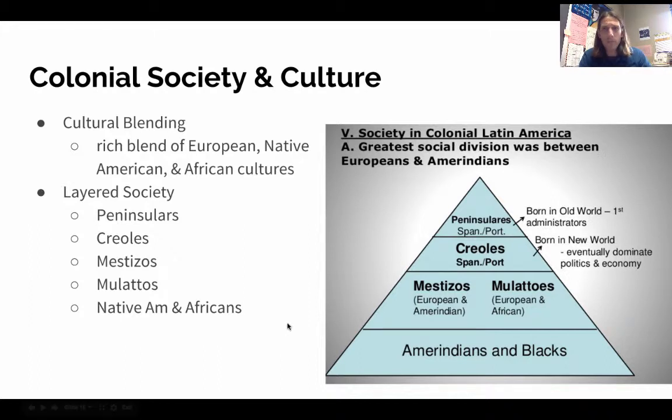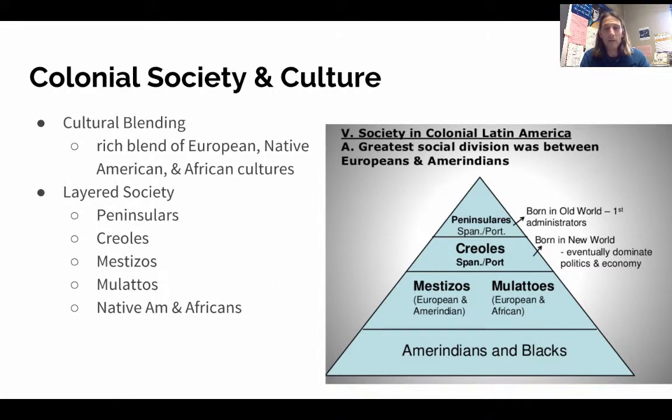And those people who were born in the Old World, Spain or Portugal, are at the top of this pyramid. Next would be the purebred Spanish and Portuguese that were born in the New World. And then you've got the mestizos and mulattoes, which are mixed races, mixed groups. And then the Indians, the Native Americans, and Africans are at the bottom of this pyramid. And so this structure is going to remain.